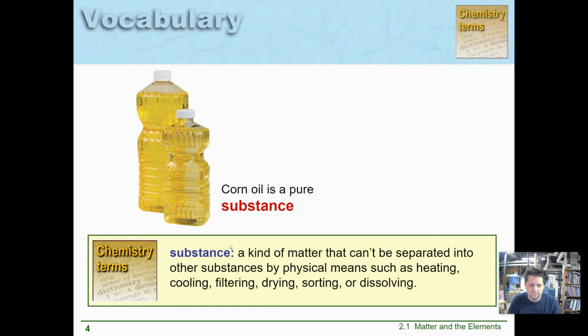And the image I try to use whenever I teach this is a magic pair of tongs. If I could take some magic tweezers in there and reach all the way in and grab one molecule out of that corn oil, what kind of molecule is it going to be? If it's going to be the same thing every time, then it's a pure substance. Corn oil is just corn oil. Every atom in there, every molecule in there is going to be a corn oil molecule. It won't do me any good to filter this. It's still going to be corn oil.